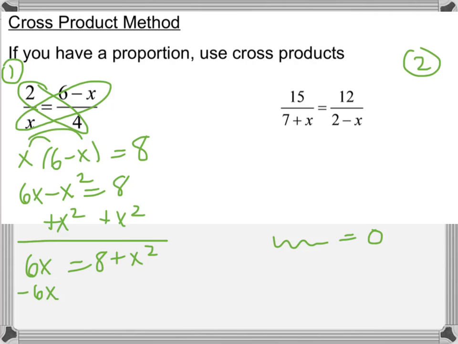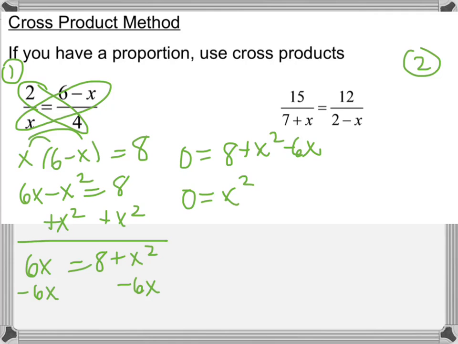Then I'm going to subtract 6x right here. So I have 0 is equal to 8 plus x squared minus 6x. Okay, and then I'm going to rearrange the terms, so my x squared term is first, my x term is next, and my constant is the last term. Now recall that when you have a quadratic equation, you need to factor it into two factors, and then set each of those factors equal to 0.